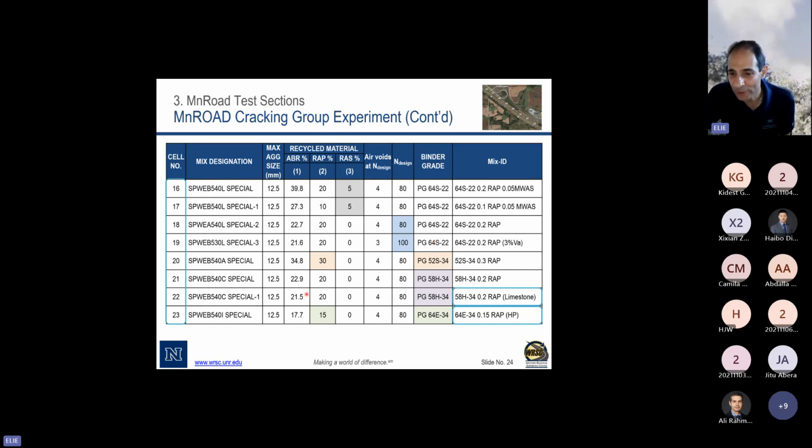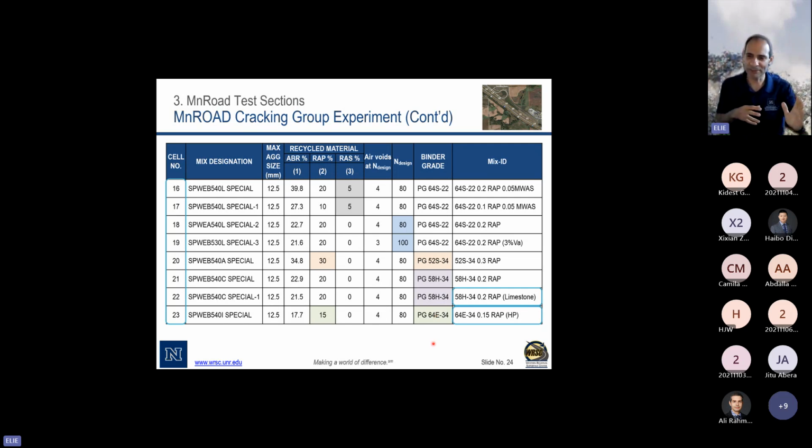Then cells 21 and 22, it's now not a 52-34, it's a 58-34. But the difference between those 2 is that everything is exactly the same, but the aggregate type is different. Here they're using limestone. So 2 same mixtures, but swapping aggregates from one type to another. And the last one is dropping the RAP amount and using a highly polymer modified asphalt binder, which is 64-34, right?